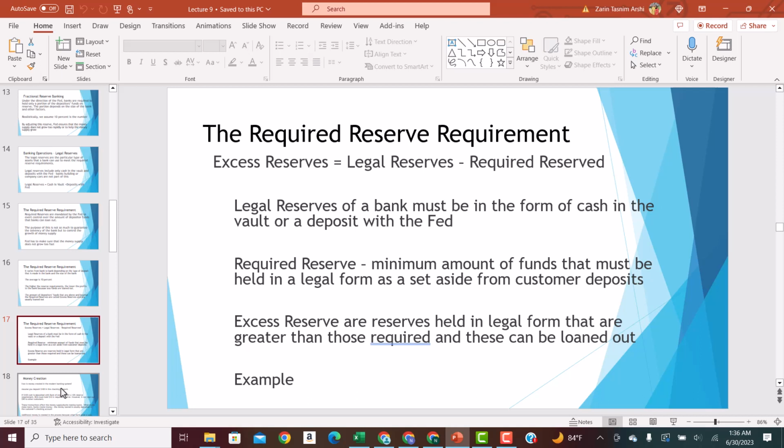Then excess reserve is basically you take legal reserve and subtract required reserve from it. Then you get excess reserve. It's the amount of money that banks can loan out in the economy to businesses and individuals. So let's do a quick example to see how to calculate required reserve amount and excess reserve amount.